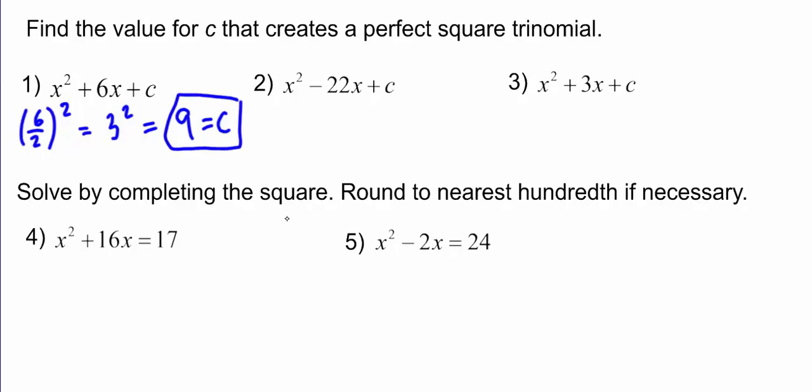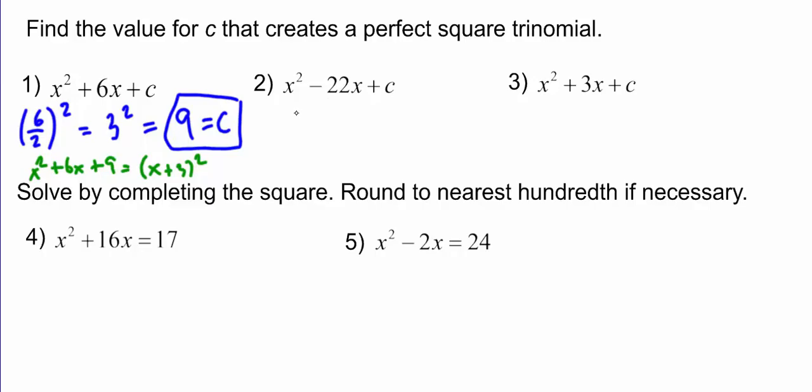And by the way, it didn't ask us to do this, but if it did, we would know x squared plus 6x plus 9 is exactly the same as x plus 3 quantity squared. So that's the idea. We're trying to create a perfect square trinomial.